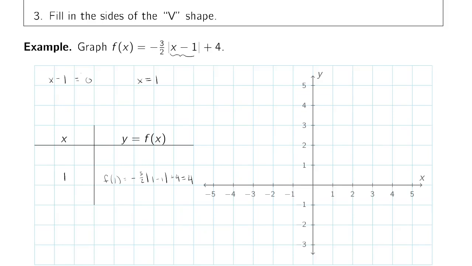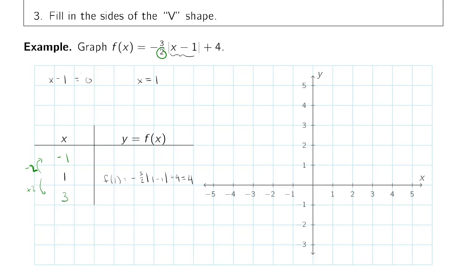Now, to find points with integer coordinates, I notice that I'm multiplying by 3/2 after I take my absolute value. The denominator is 2. So I can get a point that'll have integer coordinates by subtracting 2. 1 minus 2 is negative 1. Or by adding 2. 1 plus 2 is 3.